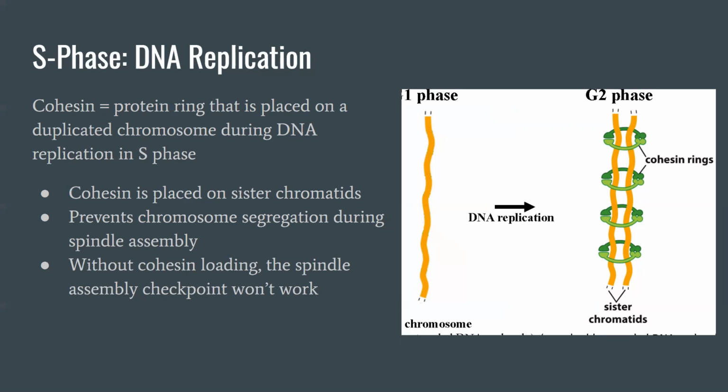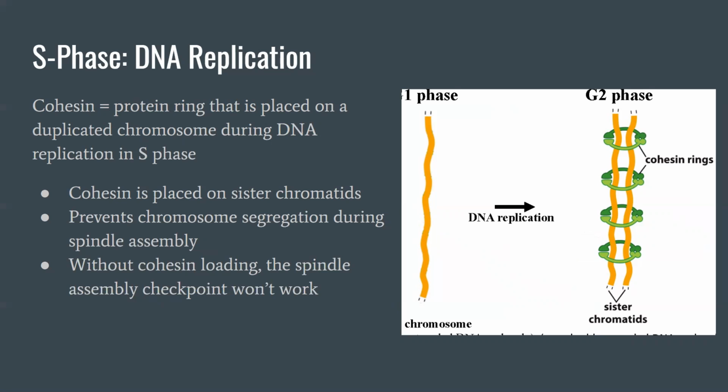But for this slide, I just want to go over what cohesin is. So cohesin is a protein ring. It's right here, these green rings that keeps sister chromatids together once they're duplicated during DNA replication. It prevents the chromosomes from segregating away from each other during spindle assembly, which is important because you're going to want the sister chromatids to be together for proper spindle assembly separation. So you get the correct amount of DNA in each daughter cell, which I'll talk about a little bit later.